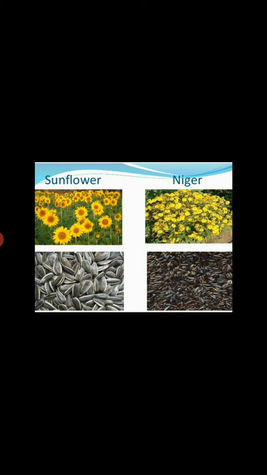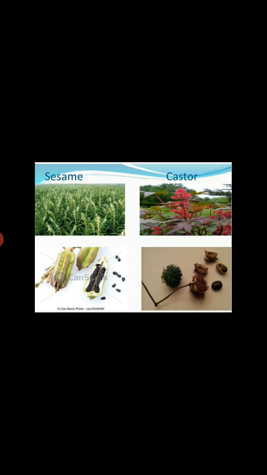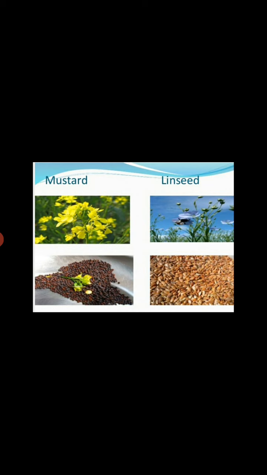Sunflower you can easily see. Okay, you can easily see these are very healthy food items rich in vitamins and proteins. Same, you can see castor also. They are very good quality food items. Mustard you can see there, as well as linseed.